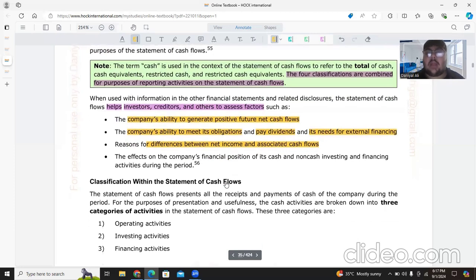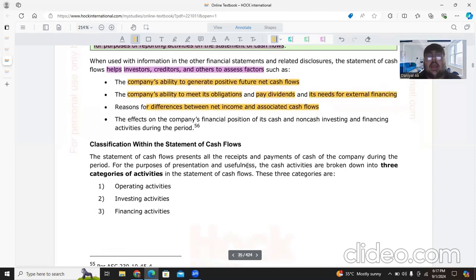The fourth factor: the effect on a company's financial position of cash and non-cash investing and financing. As stated earlier, you club your investing activities, your financing, and your operations to get a company's financial position, cash balance, current asset. It states what is a classification within the statement of cash flows.